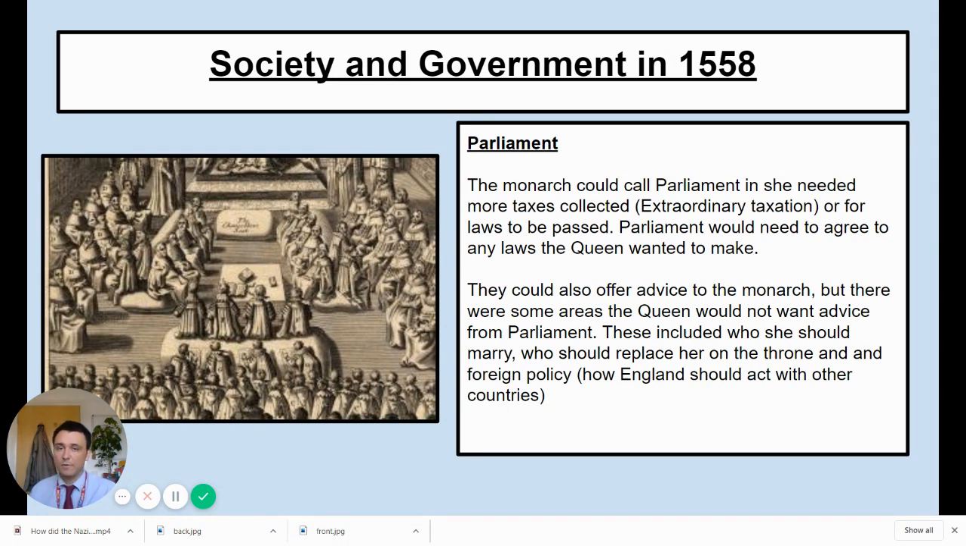How should England act with France? How should they act with Spain? Should they go to war with them? Should they try and be more peaceful with them? And so these were issues where basically Elizabeth doesn't want to know from Parliament. Parliament's got a little bit of power. Elizabeth calls them 9 or 10 times during her reign. But actually the main thing is that they collect money and they agree to her laws.